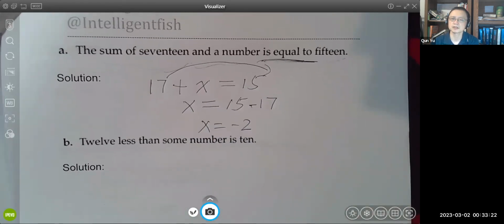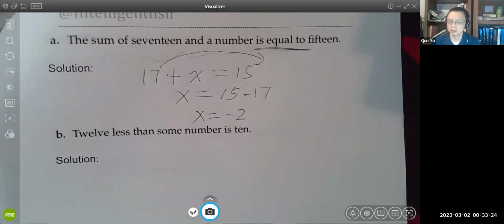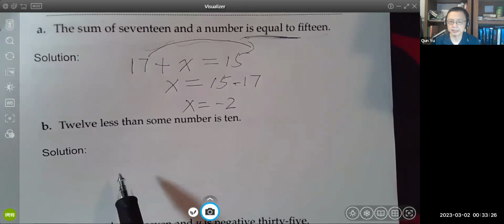15 minus 17 is -2. Now let's look at our next example.